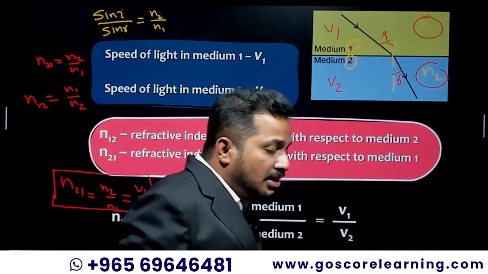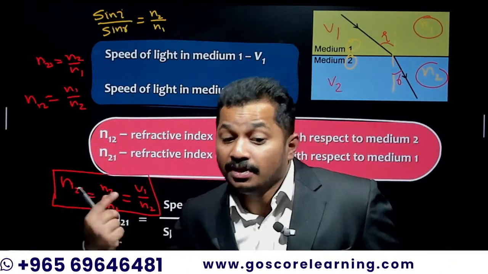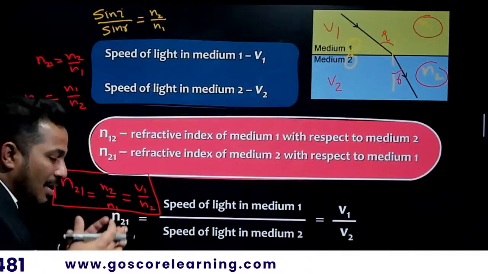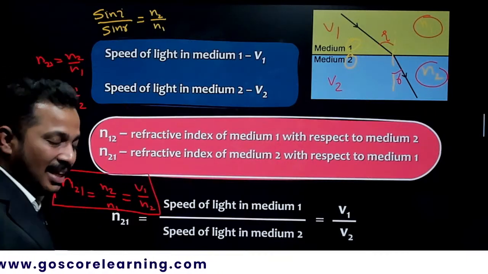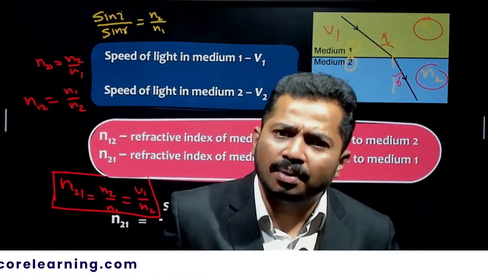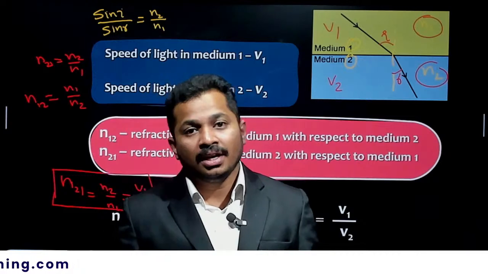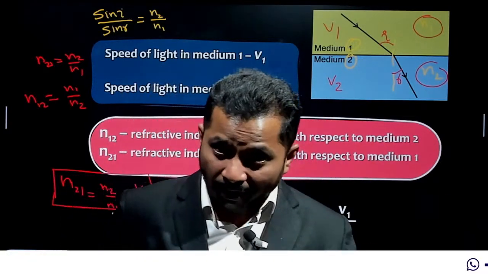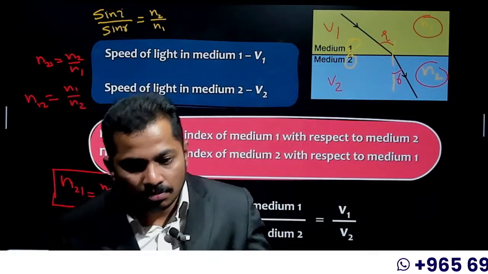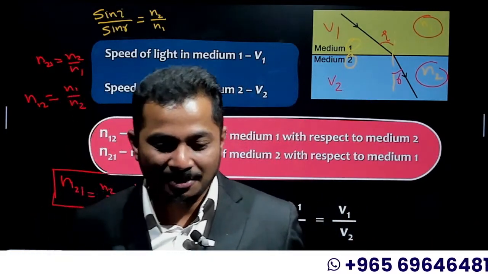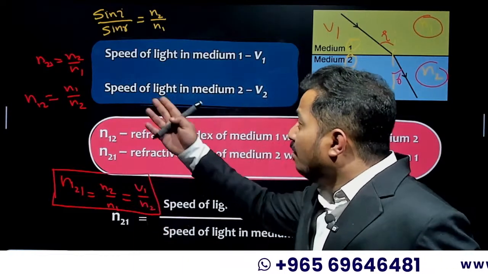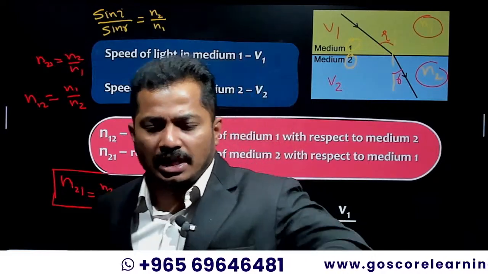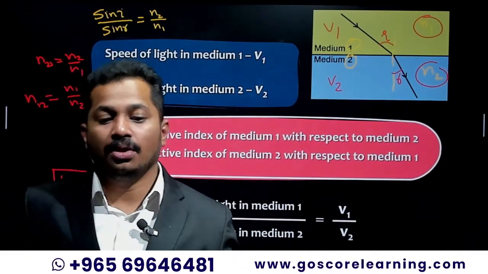Are you crazy, sir? I am not crazy. Physics is not crazy, so don't be confused. n21 means n2 by n1, n12 means n1 by n2. That's it. What is n21? Refractive index of the second medium with respect to the first one. What is n12? Refractive index of the first medium with respect to the second medium. Easy.